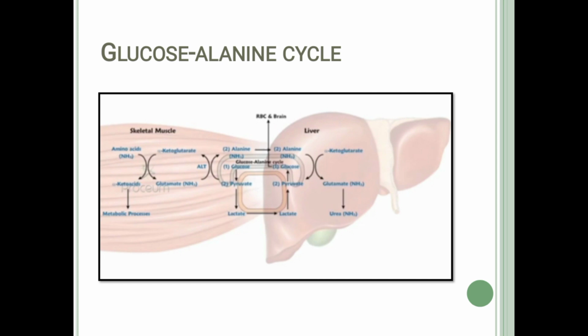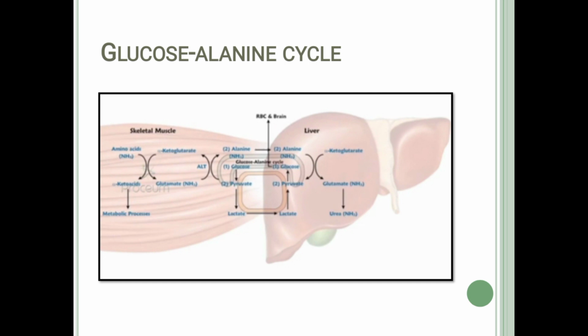Now, the glutamate, which contains the amino group from the amino acid from skeletal muscle, undergoes a transamination reaction with pyruvate. You know, pyruvate is the glycolytic intermediate. It accepts the amino group from glutamate and becomes alanine. So your amino group is now in alanine. Basically it goes from amino acid to glutamate and from glutamate to alanine.